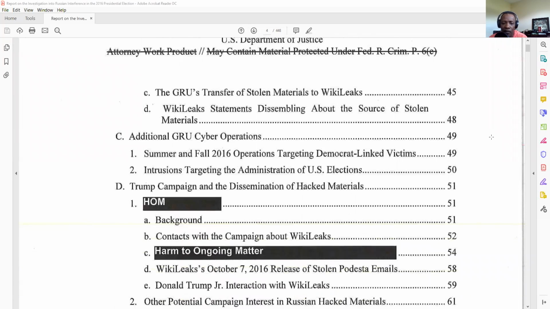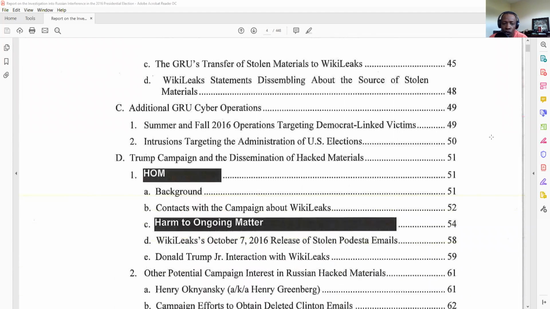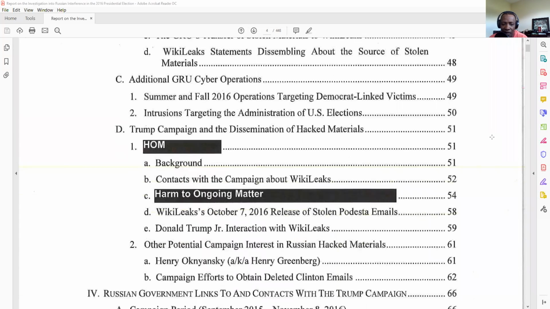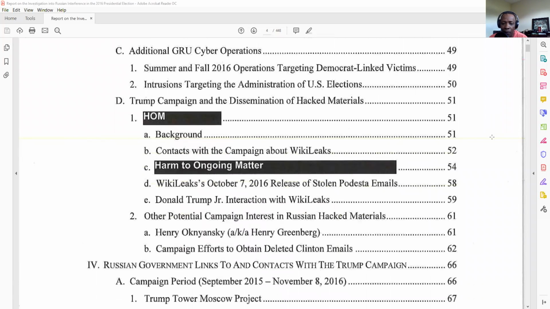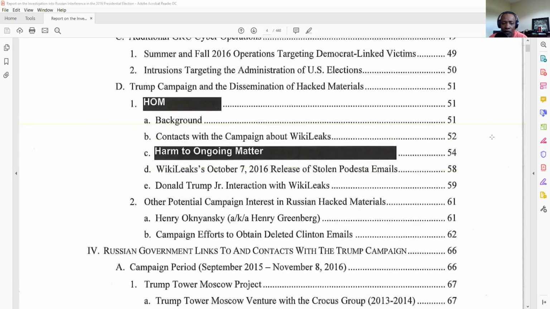Within that, 1, you have summer and fall 2016 operations targeting Democrat-linked victims. 2, intrusions targeting the administration of U.S. elections. D, Trump campaign and the dissemination of hacked materials. Okay, within that you have, in the background, the contacts with the campaign about WikiLeaks, harm to ongoing matter. These are redacted. That's the reason they're redacting.